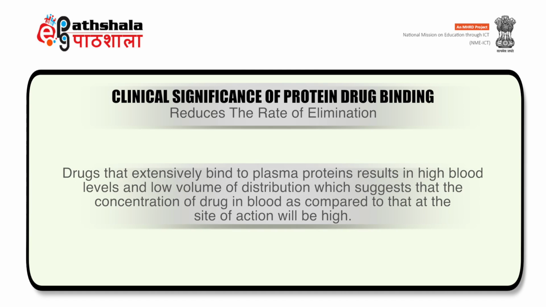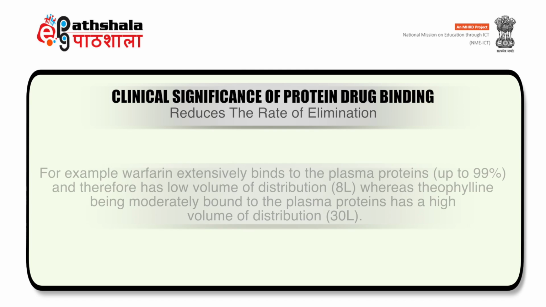Drugs that are extensively bound to the plasma protein also result in high blood levels and low volume of distribution, which suggests that the concentration of drug in the blood as compared to that at the site of action will be high. For example, warfarin extensively binds to the plasma protein up to 99% and therefore has a low volume of distribution, whereas theophylline is moderately bound to the plasma protein and has a high volume of distribution.